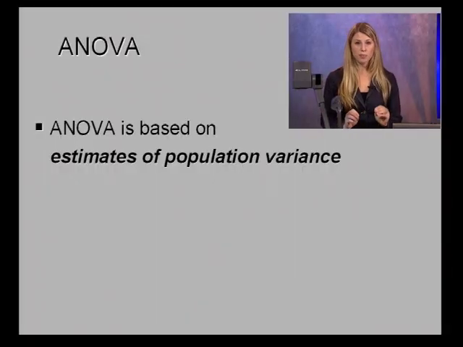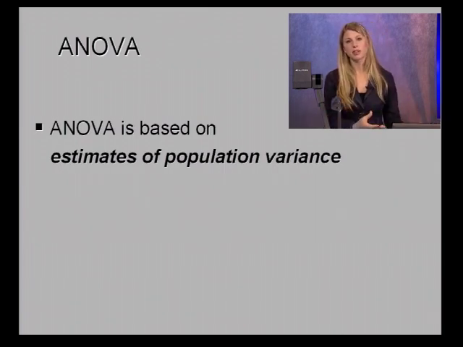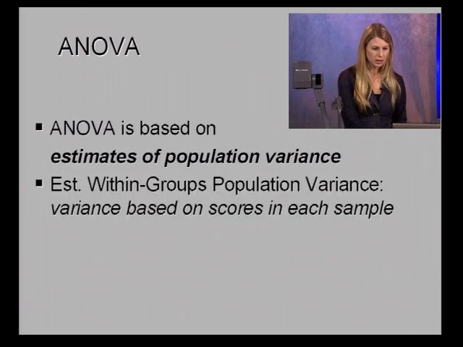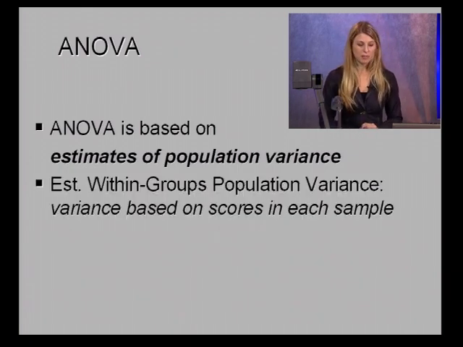So ANOVA is based on estimating variance of the population, but there are a couple different parts of variances that we estimate. You can't just estimate the variance of the means, because how do you know if the variance of the means is big or small? You have to look at the variance of those means compared to the standard error, or the variance of those means that you would expect to get if you sampled over and over and over again from a population where all those means were identical. So you do have to estimate the within group variance first.